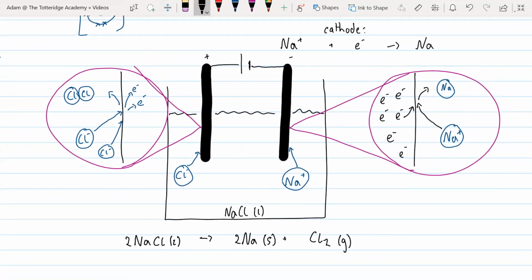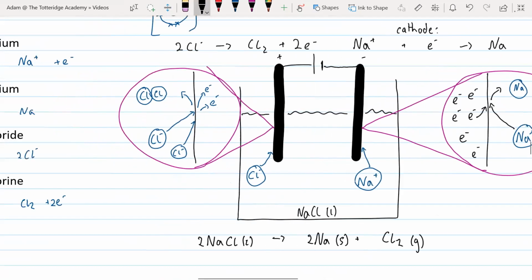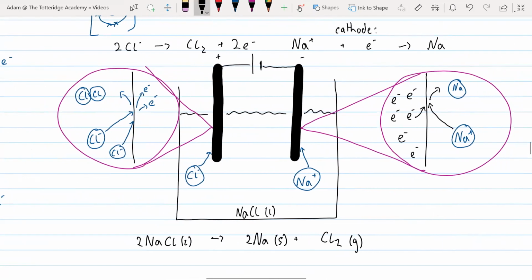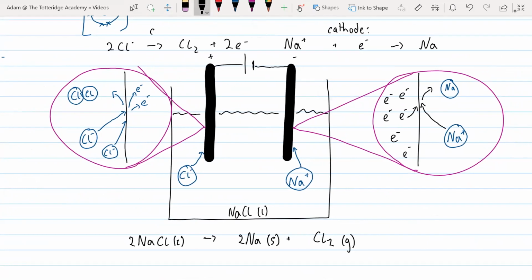And if I were to write that as an equation, then I would have 2 Cl minus forming Cl2 plus 2e minus. And of course, that is identical to what I wrote over here. So this is identical to that. Happy days. This is what happens at the anode. This is what happens at the cathode.